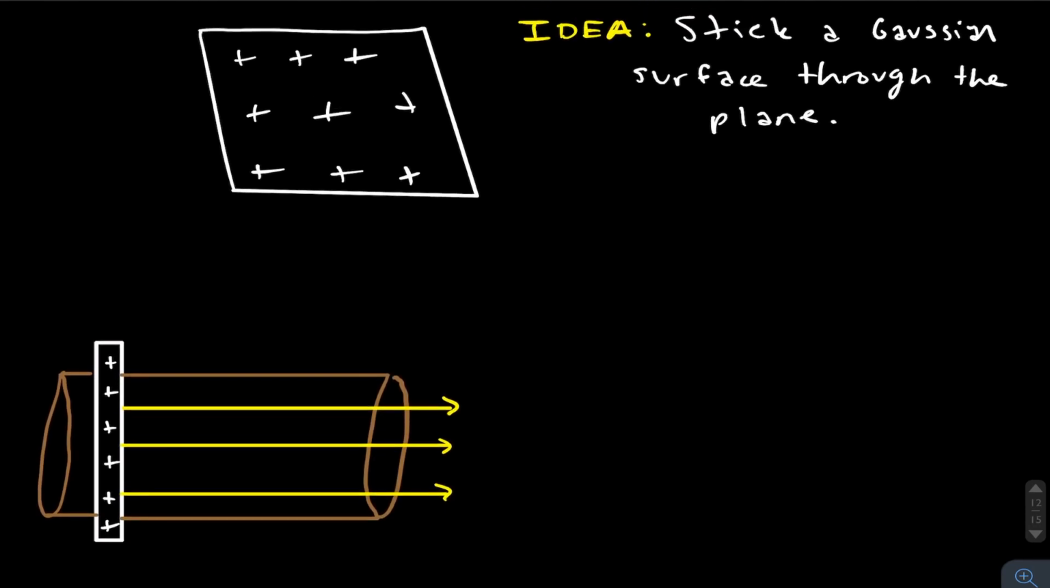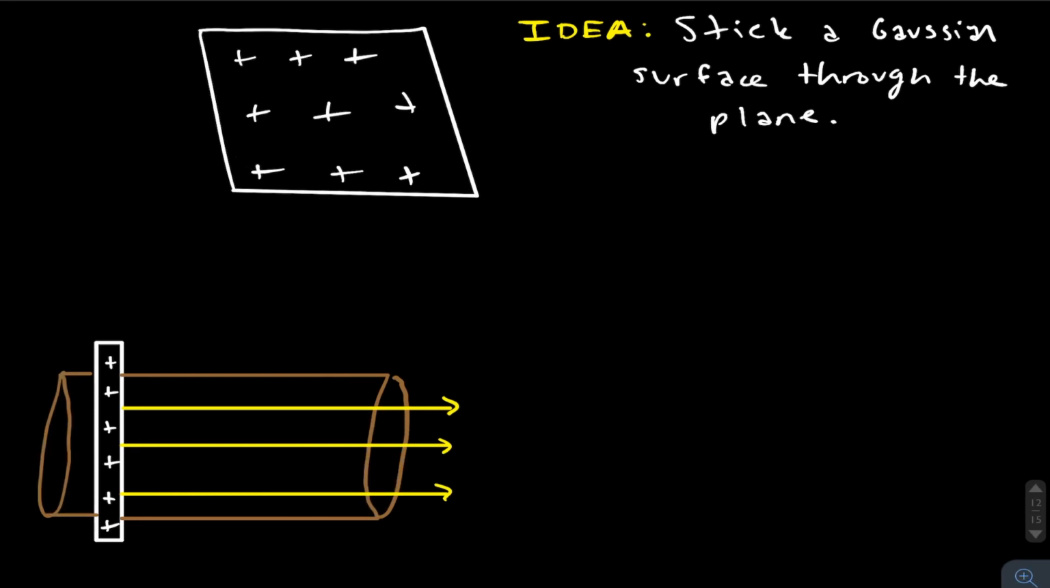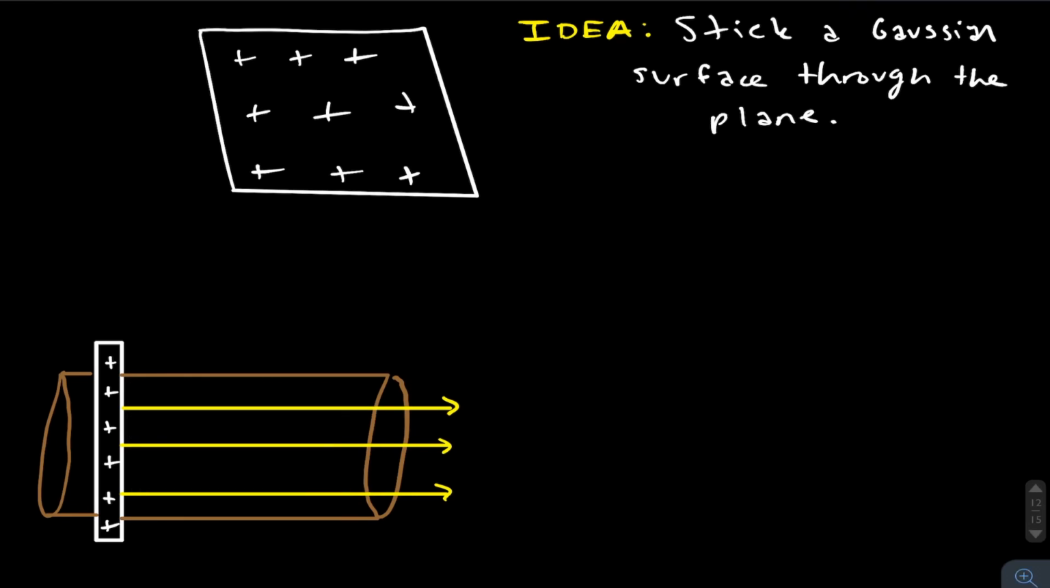Here's how this is going to work. We're going to take this plane that's right here, turn it sideways, and we end up with this. We stick a cylinder, which is in brown, through the plane. All the electric field lines are just going to go perpendicular to that plane of charge, right? That makes sense. Now you're not going to have any electric field lines coming out the body of the cylinder, only out the two ends of the cylinder. That's going to be really important here.